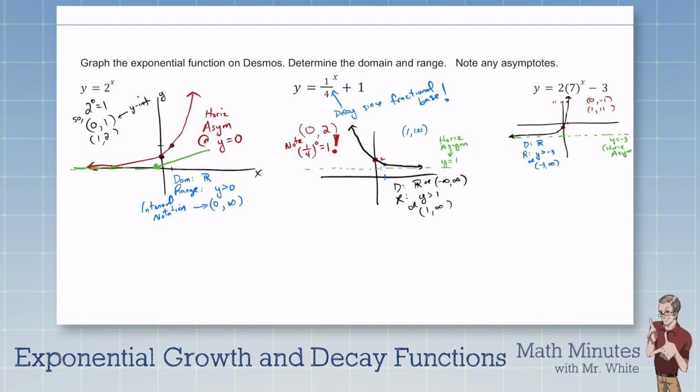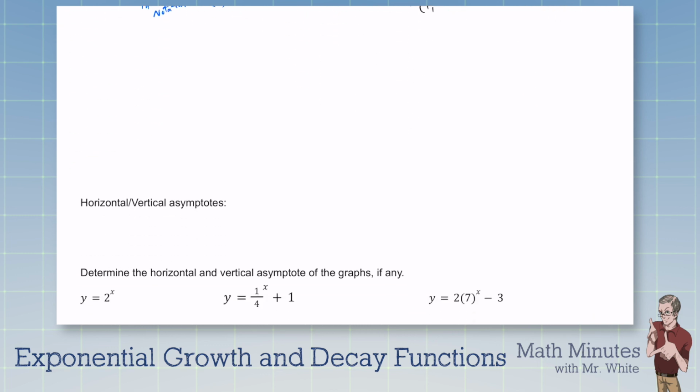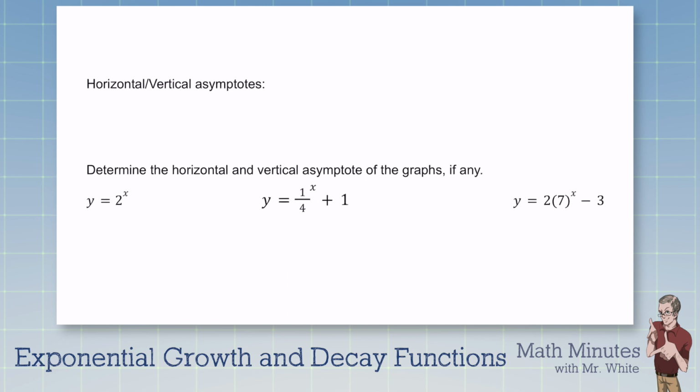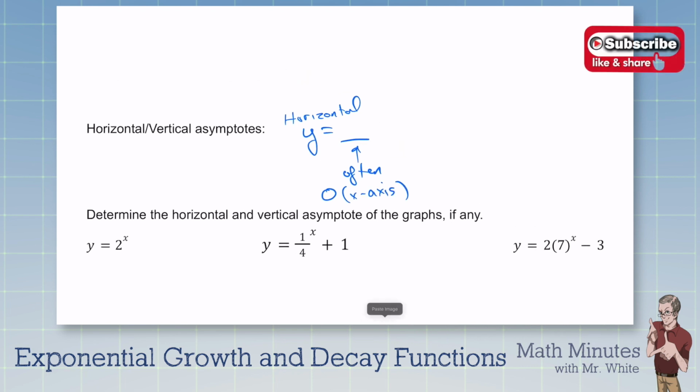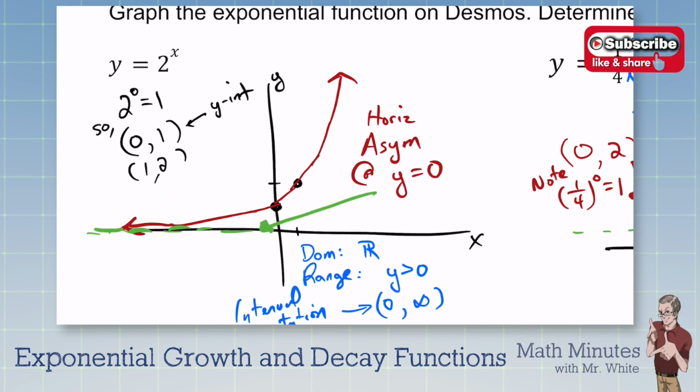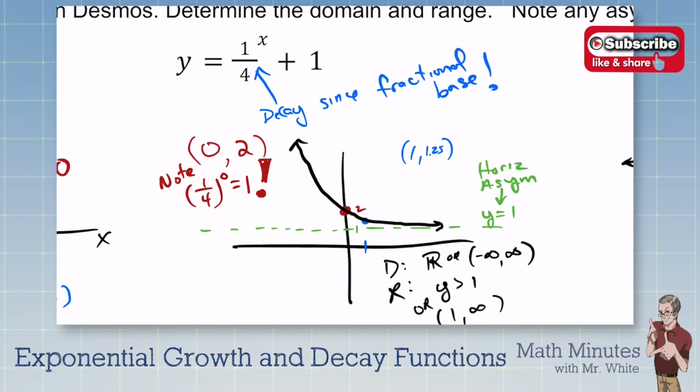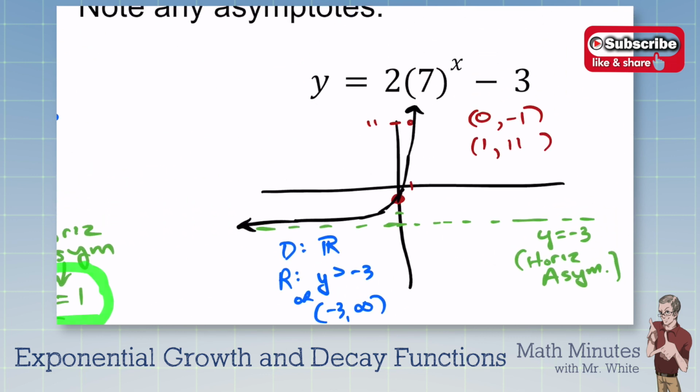So there are the 3 graphs of some exponentials. Horizontal asymptotes are always going to be y equals something. Okay, and it's often 0, which is the x-axis. But it doesn't always have to be. You saw up here, the first one was 0. The second one was not, remember, right? The asymptote was shifted up by 1. And then on the right here, on this last graph, the asymptote was shifted down by 3.